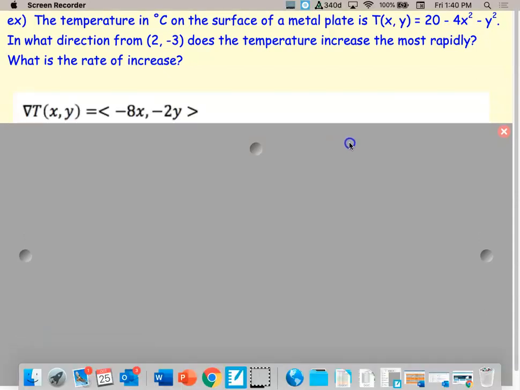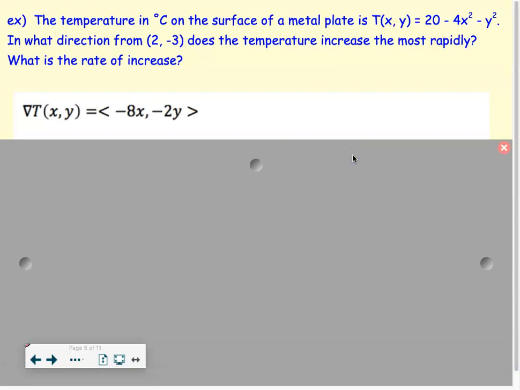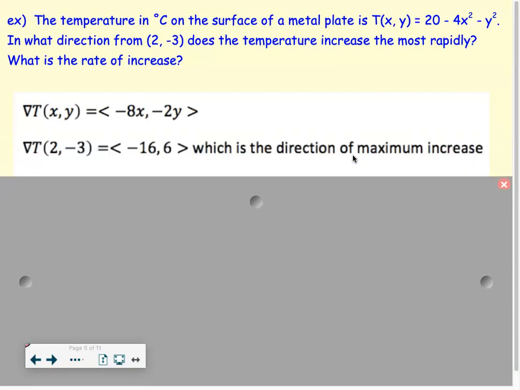All right, so our gradient vector was <-8x, -2y>. When you plug in your point, you get the vector <-16, 6>. I did not find the actual angle. If we wanted the angle, we would do the arctan of 6 over -16, right? But I didn't ask for it. The direction vector is fine. So this is your direction of maximum increase. So we're going that way, like second quadrant.